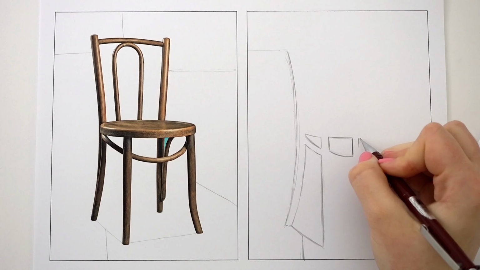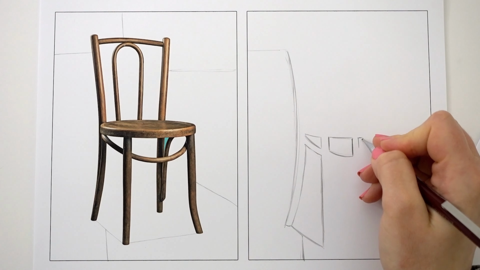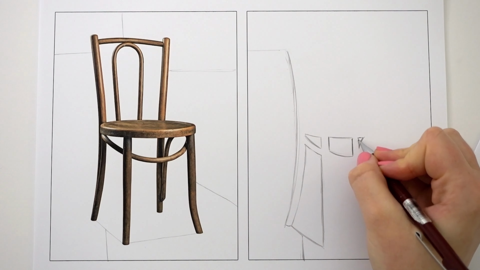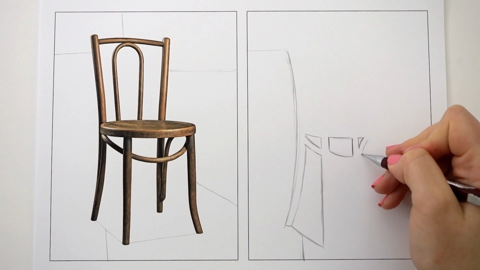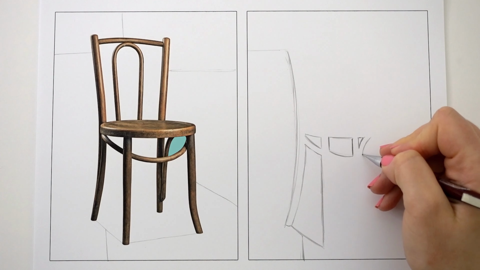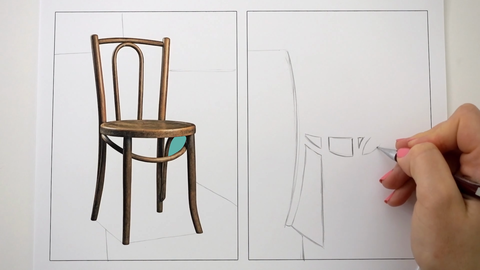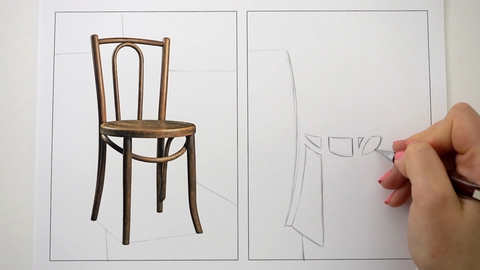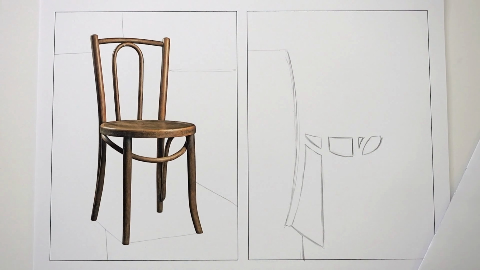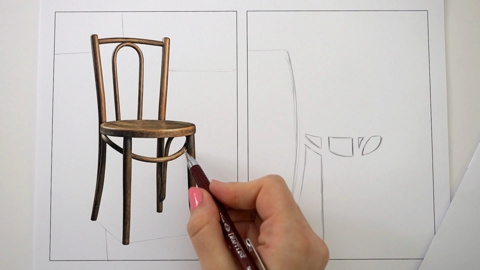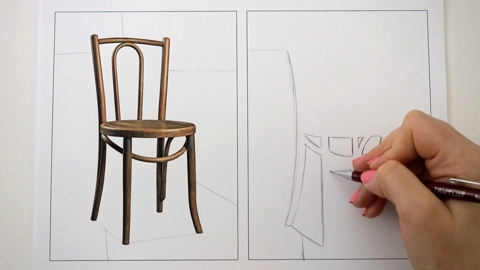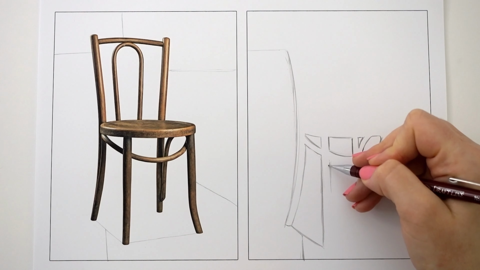I see this little triangle here, so I put that in. And then this leaf-like teardrop shape here. Now I'm going to draw this shape right here. I see the left edge of the shape and the one above it line up, so that helps me place it.